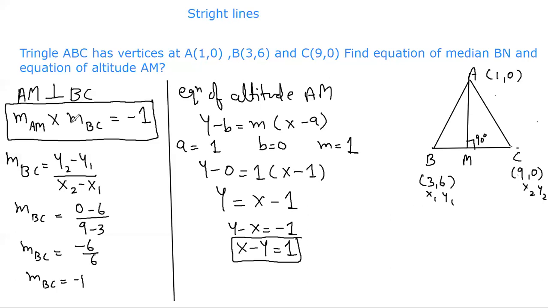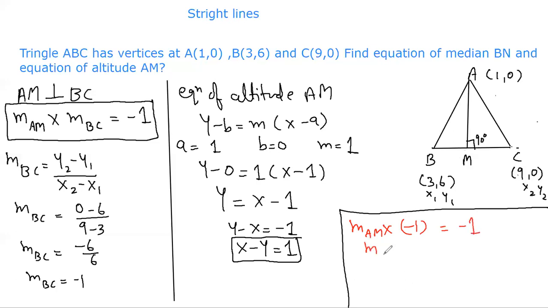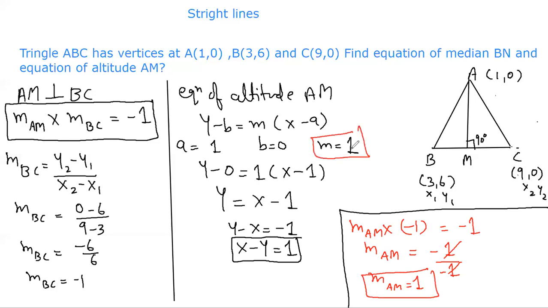How did we find this gradient? We know the product of the gradient of AM and the gradient of BC is equal to -1. So let me show you here how we find it. The gradient of AM we don't know, but the gradient of BC is -1, and the product is equal to -1. So if we write it, the gradient of AM is equal to -1, and since this is multiplied, it goes to divide. So the gradient of AM will become -1 divided by -1, which is 1. So that is how we got it. The gradient of AM is also 1 here, and we can substitute all the values and get our answer.